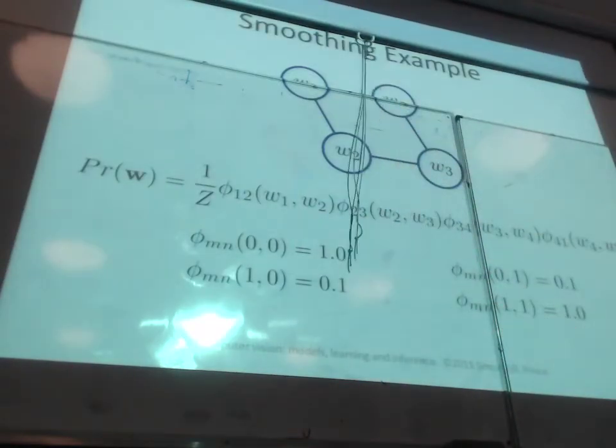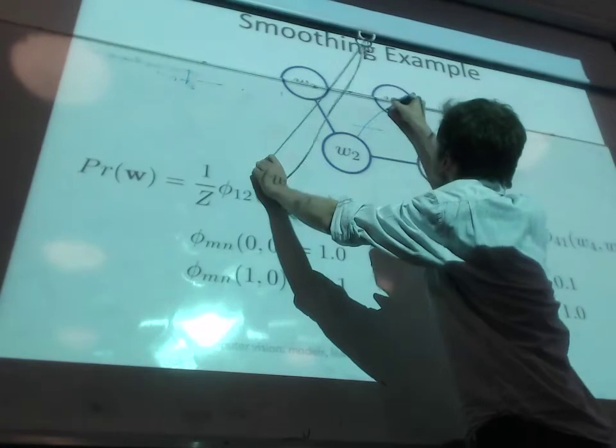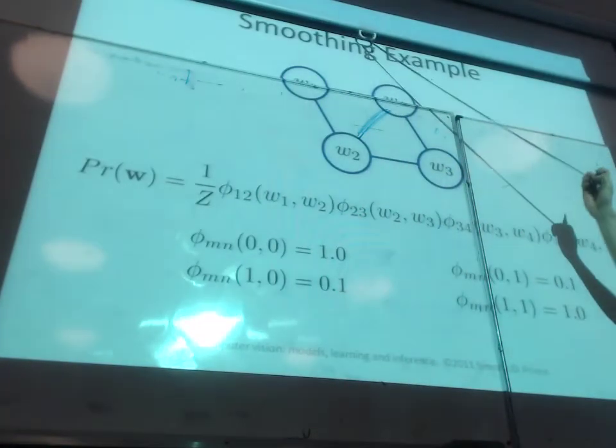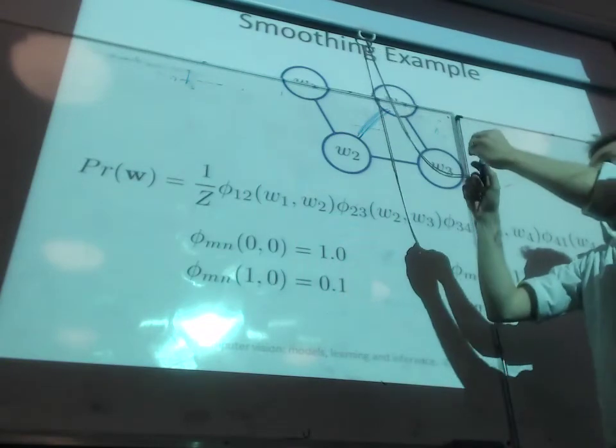If you had an edge between W2 and W4, how many maximal cliques are there? 2. That's it.